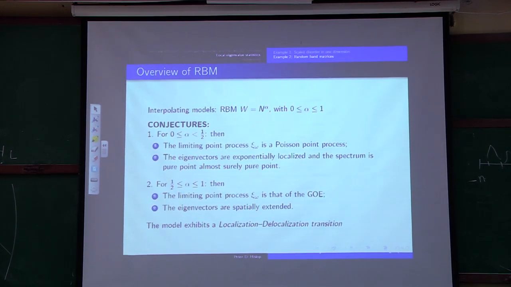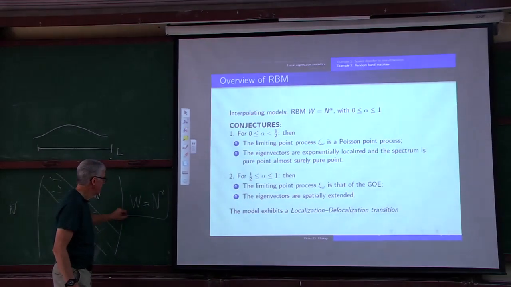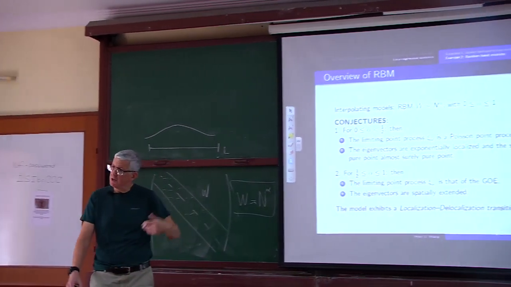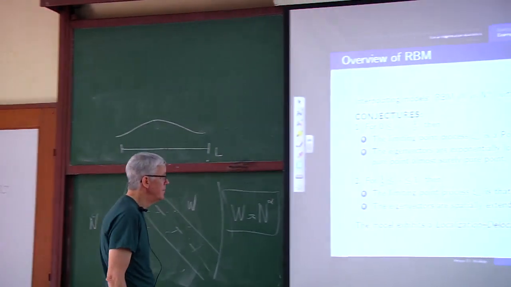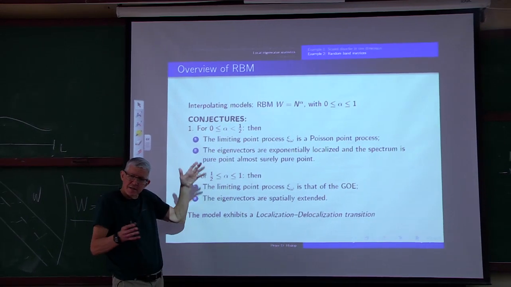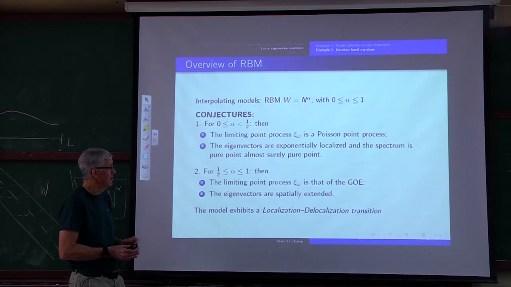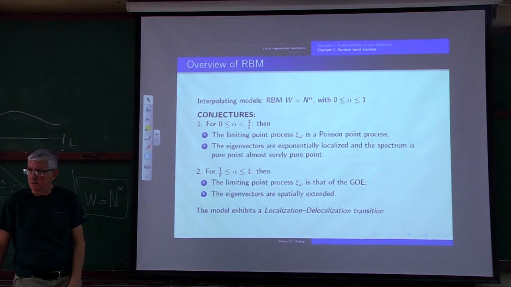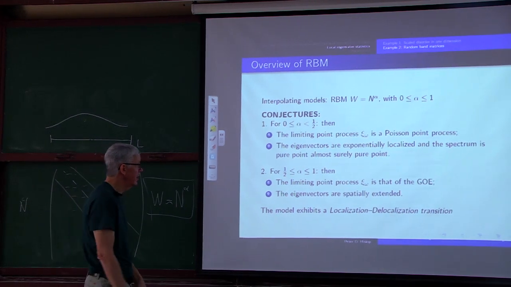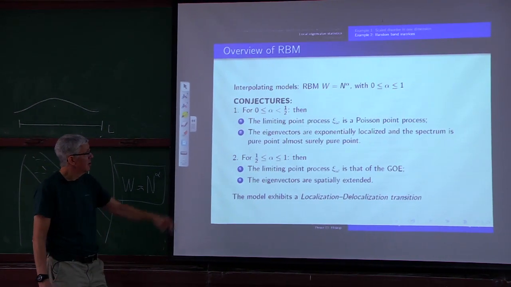So what are the open conjectures for random band matrix models? I have a random band matrix model, and I take the width to scale like n to the power alpha. So the scaling power alpha is going to be between 0 and 1. The conjecture is that if alpha is less than a half, greater than or equal to 0, so that's near the localized Schrodinger operator regime, which is alpha equal to 0, then the limiting point process should be Poisson. Just as we saw in the beginning, the eigenvectors are exponentially localized, and the spectrum is almost surely pure point.